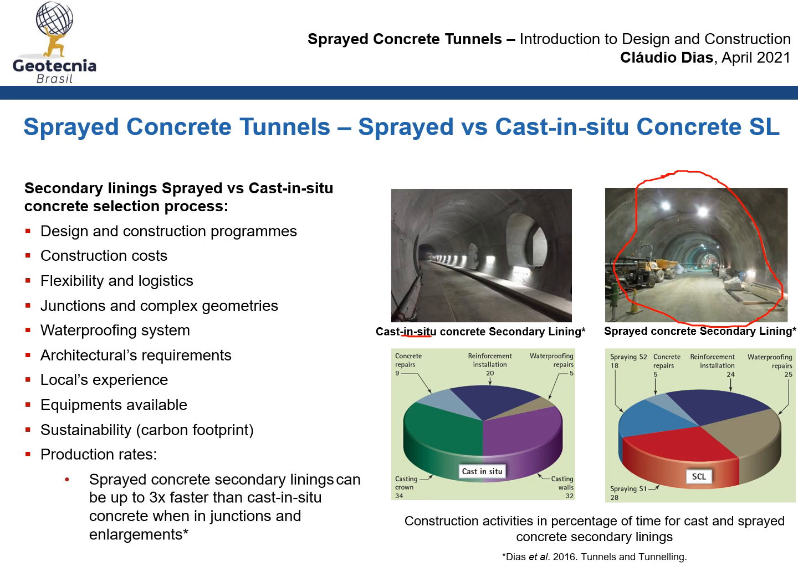In terms of production rates, the case of the sprayed concrete secondary linings can be up to 3 times faster than cast in situ concrete when compared with a similar tunnel in junction and enlargement.